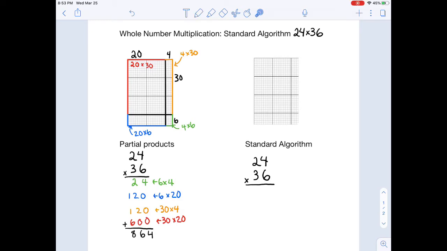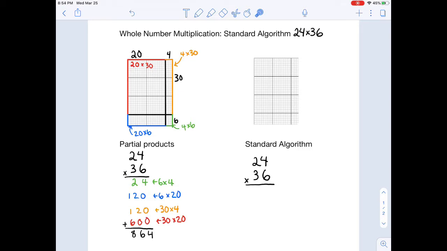We're going to talk about whole number multiplication and the standard algorithm using the example 24 times 36. The standard algorithm is closely related to the partial products algorithm. So on the left here, I went ahead and filled out the work for the partial products algorithm.